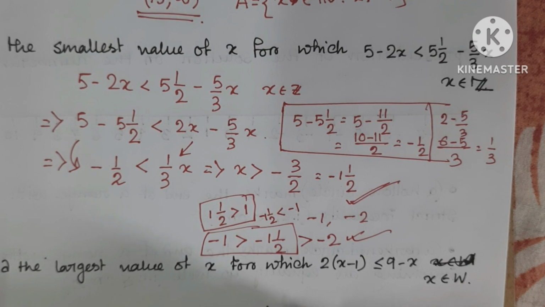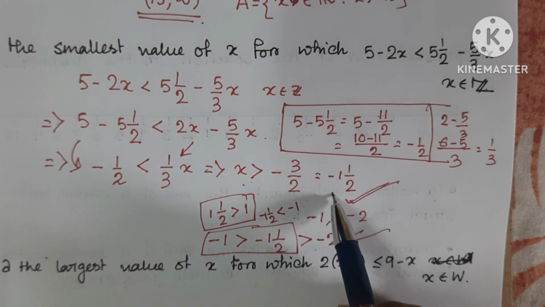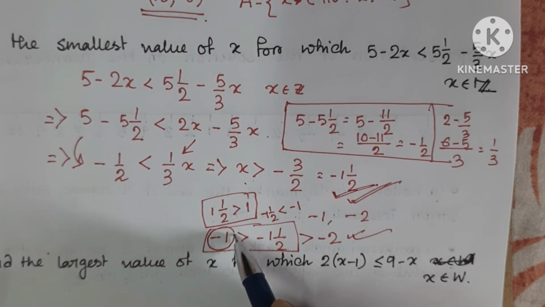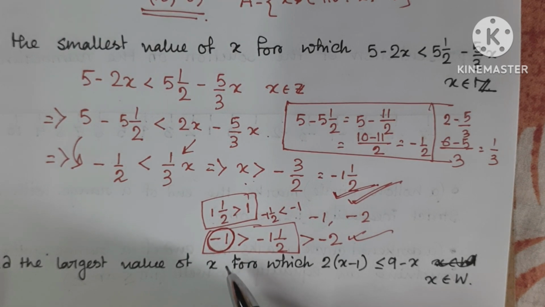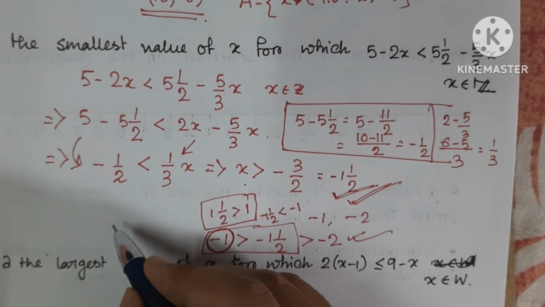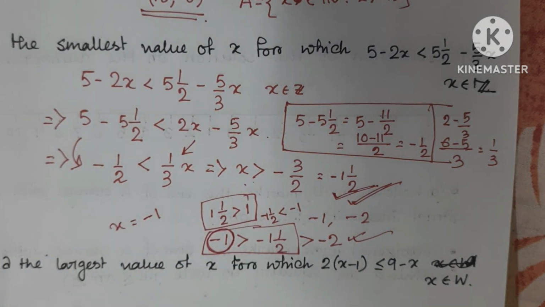Now the condition is x greater than this one. So you have to choose this number. Okay, you have to choose this number. So the smallest value of x will be x equal to minus 1 here.